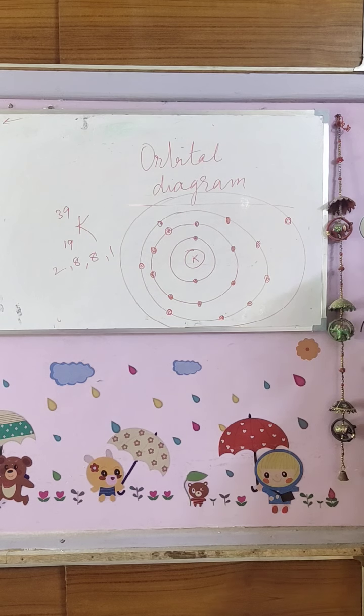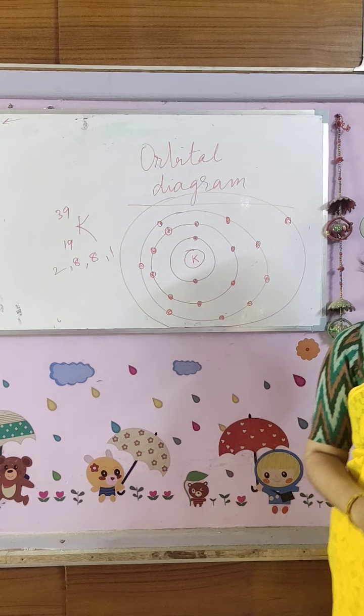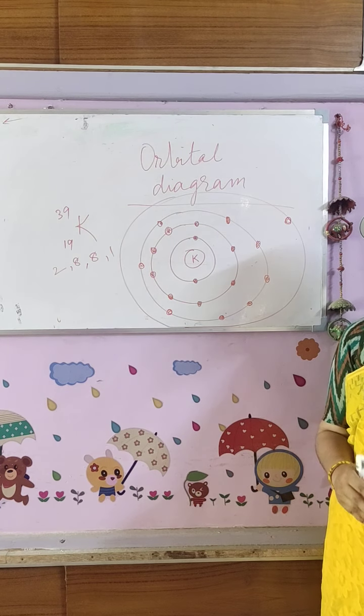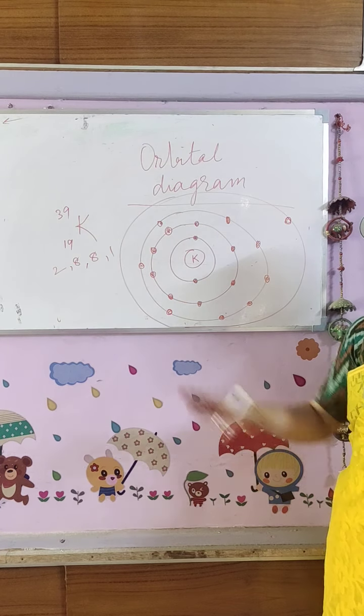So whenever you represent any atom in an orbital diagram, we have to represent the electronic configuration, the distribution of the electrons in different shells, by exactly the number as we are writing in the electronic configuration. So this is all about the atom, the subatomic particles, where and how they are located, atomic number, mass number, orbital diagram, isotopes and isobars.